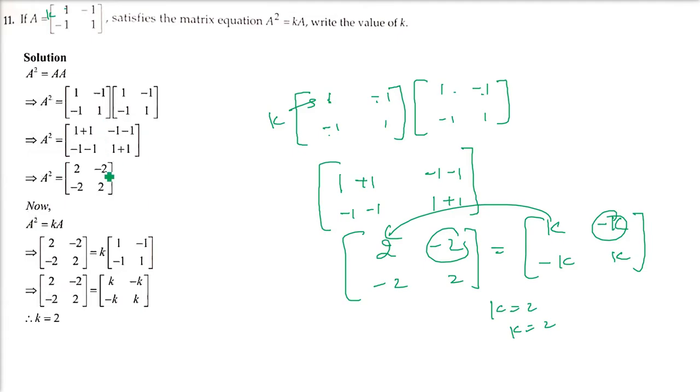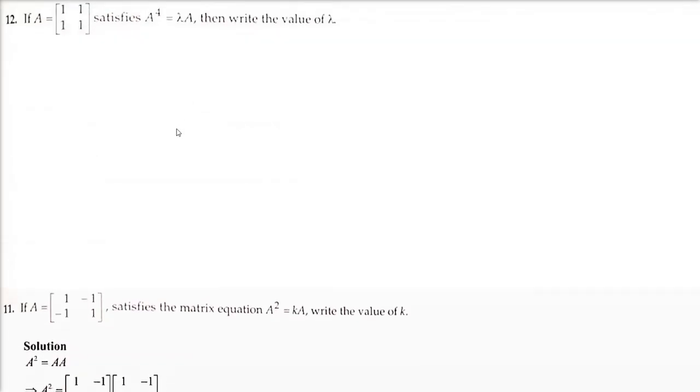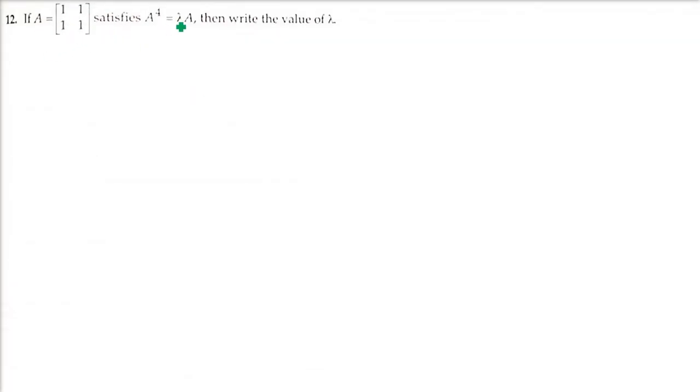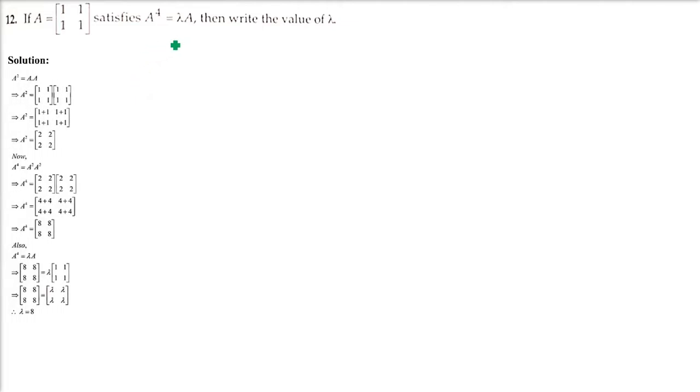This is how you have to actually do it, step by step. Write all these things. A is this, A raised to 4 is lambda A. Then write the value of lambda. So you just have to multiply it. A is there. First we'll find out A square, then we'll find the square of A square, A4.